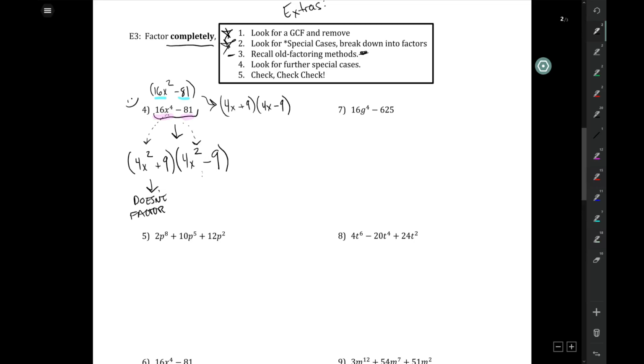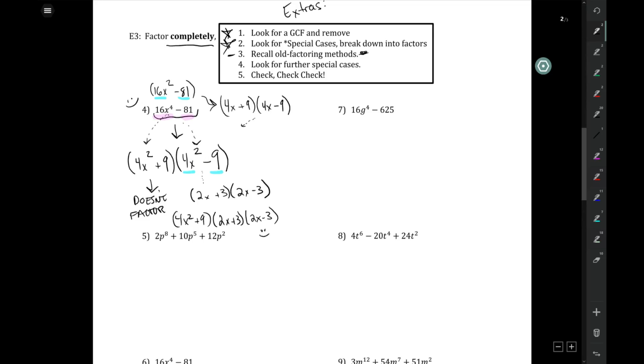But 4x squared minus 9, again, we have a difference of squares. So this is similar to this question here. It would be 2x plus 3 and 2x minus 3. Okay, so we got a lot going on here. We have 4x squared plus 9, and then we have these two other pieces. Kind of cool, okay? It just keeps on breaking down. Okay, and that's really it there.